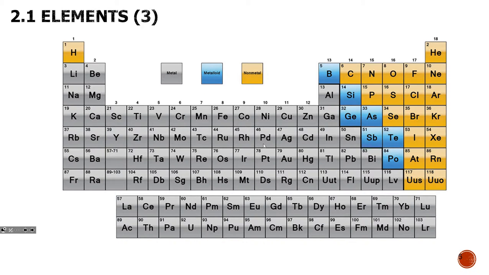So here we look at the periodic table and we've got metals, metalloids, and nonmetals. If you would like to, you can outline this area. Do not color it in because we're going to be coloring for a different thing, but you can outline these areas on your periodic table.